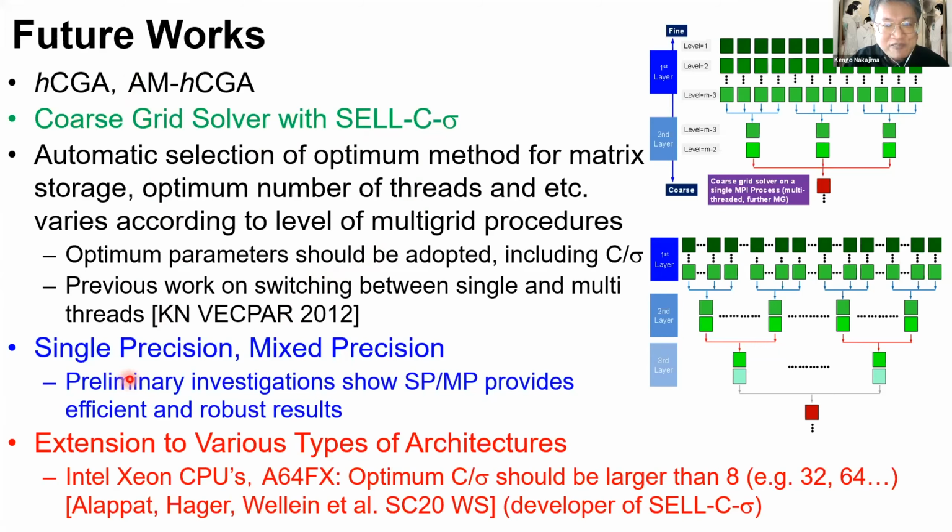Single precision and mixed precision are also big issues, and we have already evaluated them in preliminary work, and the result is very promising. We are also trying to extend this result to various types of architectures, including Intel Xeon CPUs and also A64FX. The optimum values of C and sigma should be larger than 8, such as 32 or 64, especially in the case of A64FX, by the SELL-C-sigma group. So we are also trying to evaluate this type of system.